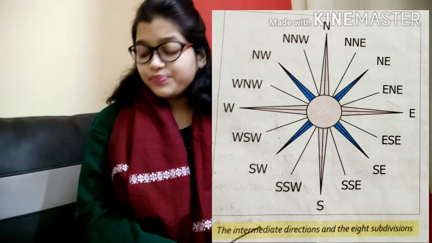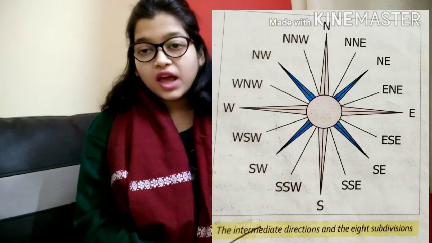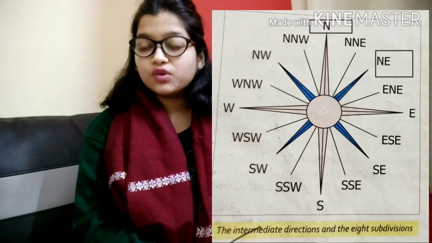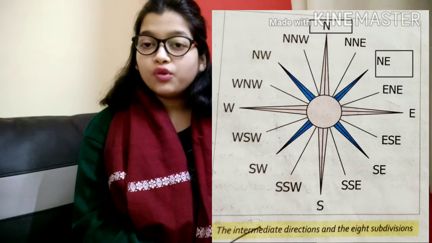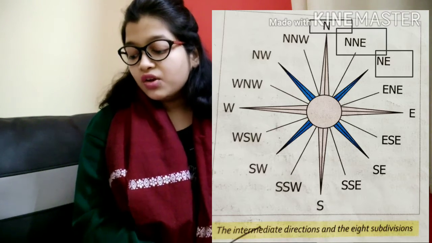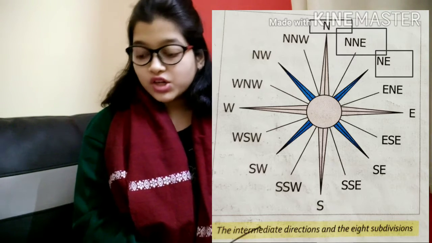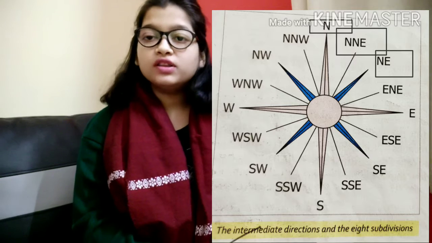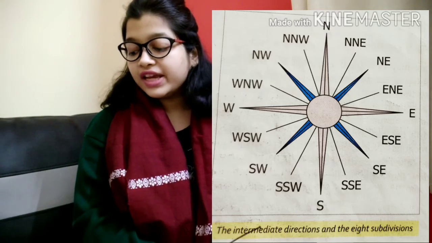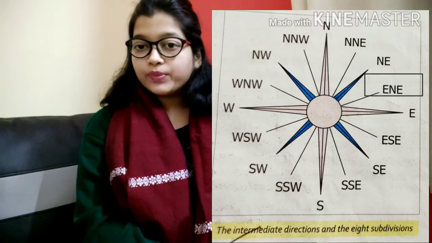So what are they? Suppose a place is situated between north and northeast, then the location we will know as north northeast. Okay, suppose a place is situated between northeast and east, then we will identify the location as east northeast. So this is how there are 8 more subdivisions given that you need to prepare from this paragraph.